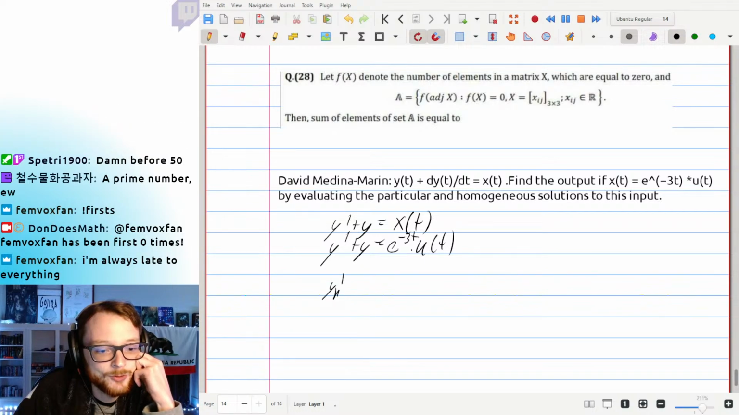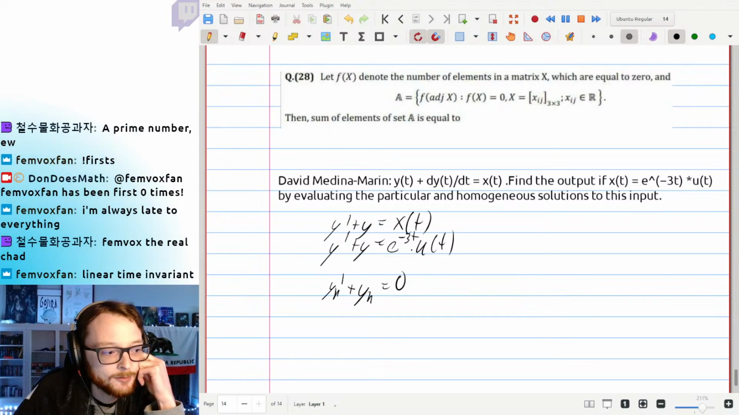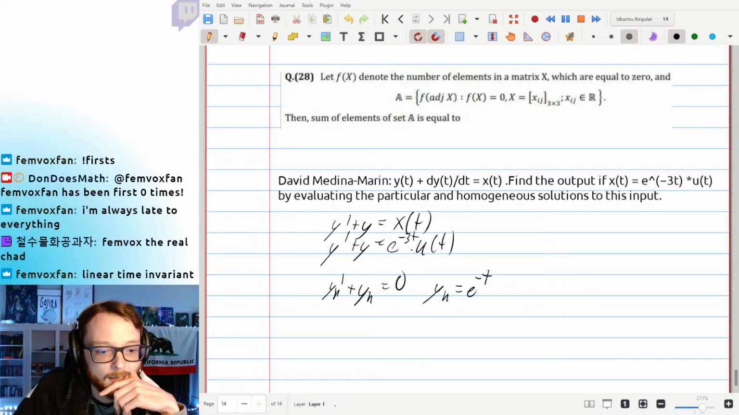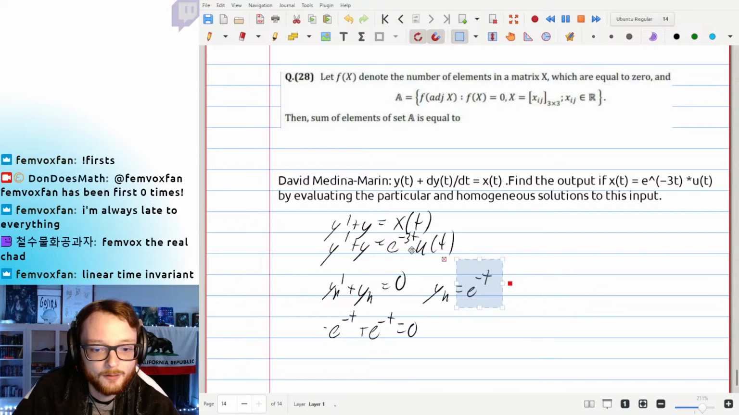For the homogeneous, we should know that the homogeneous solution prime plus the homogeneous solution equals 0. In this one, we can just solve by inspection. I would say it's just e to the minus t. And if you want, you could plug it back in to find the derivative of that, minus e to the minus t plus e to the minus t equals 0. I should say it's some constant times that.